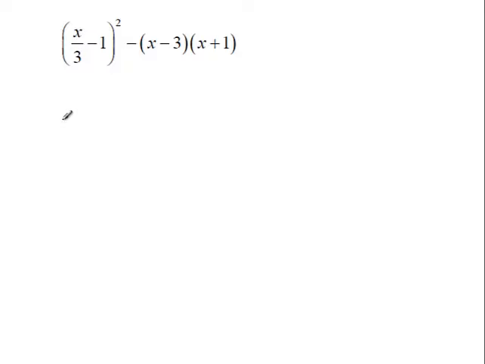Unit 2, Lesson 9, Student Example D. In this example, we have to FOIL our two binomials first and then simplify by collecting like terms. So the first step is to expand to get rid of brackets.